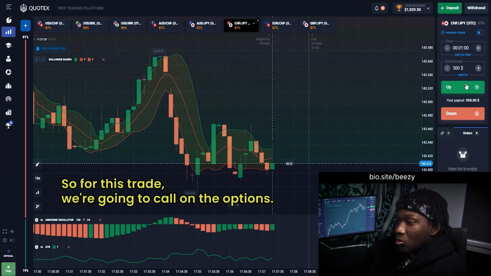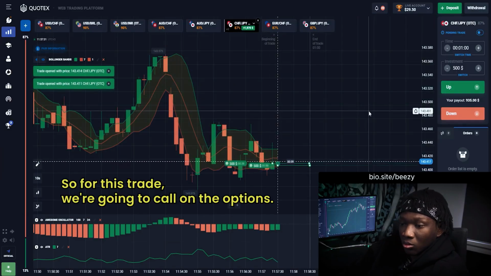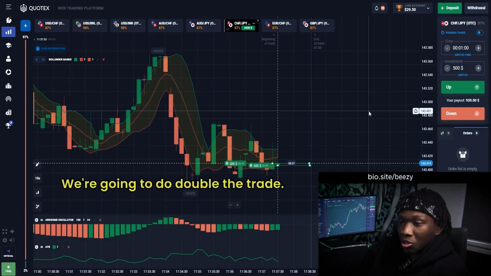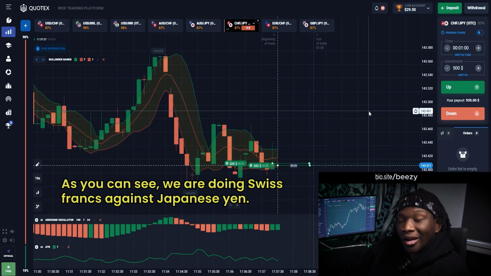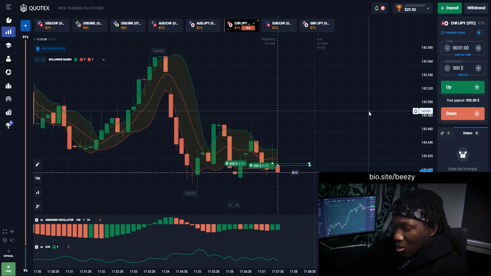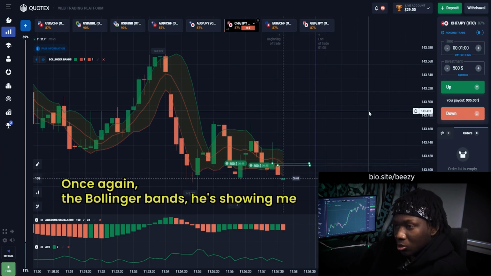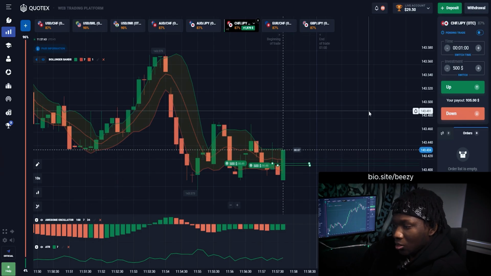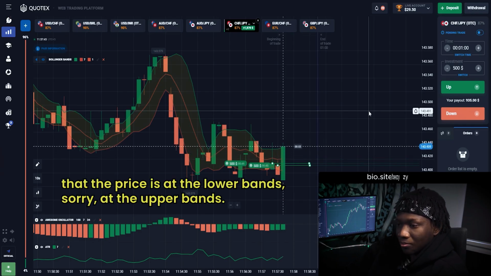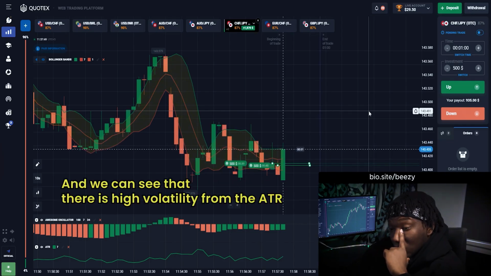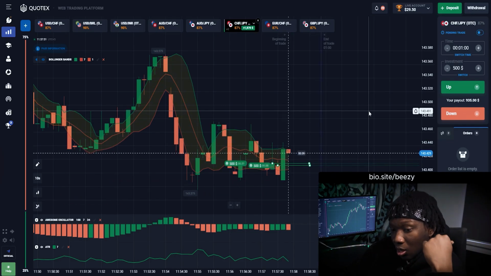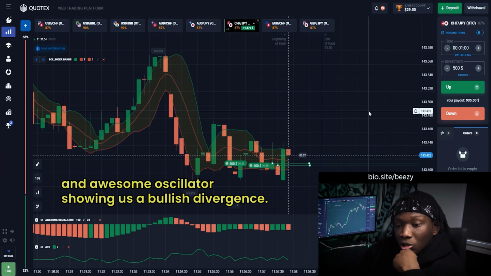So for this trade, we're going to call on options. We're going to double the trade. As you can see, we are doing Swiss francs against Japanese yen. Once again, the Bollinger Bands is showing me that the price is at the upper bands. And we can see that there is high volatility from the ATR, and awesome oscillator is showing us a bullish divergence.